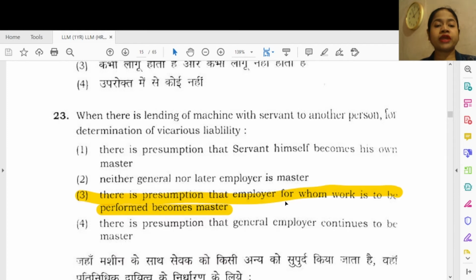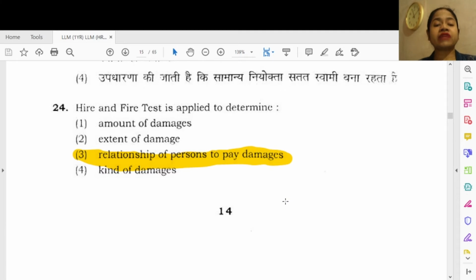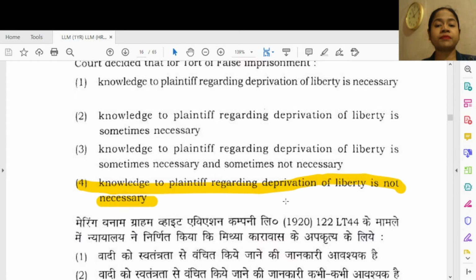Question number 23. When there is lending of a machine with a servant to another person, for determination of vicarious liability, there is a presumption that the employer from whom work is to be performed becomes master. For 24, the hire and fire test is applied to determine this. Option number 3, relationship of persons to pay damages. Question number 25. In the case of Maring versus Graham Aviation Company Limited, the court decided that for the tort of false imprisonment, option number 4, knowledge of the plaintiff regarding deprivation of liberty isn't necessary.